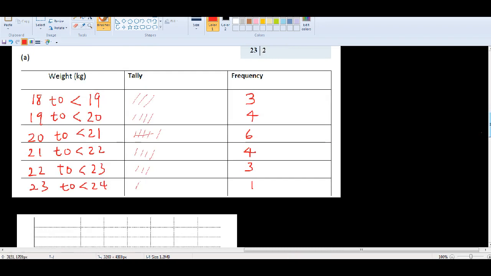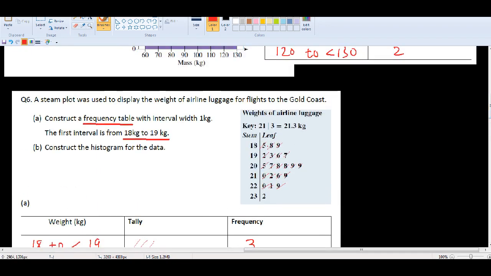Okay, let's check if the total frequency is correct. 7, 13, 17. So there are 21 of them. I need to count if there are 21 leaves. Oh, over here, yes, there should be 21 leaves. All right. Okay.